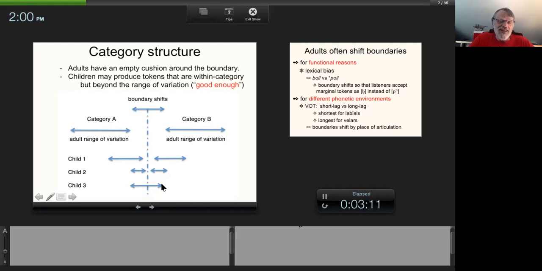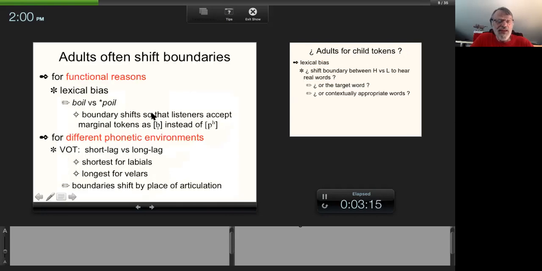Crucially, boundaries are not set once and for all. They can shift. They can shift for functional reasons. So for example, with a word like boil, there's no corresponding word with a P, which is poil. And if you have a token which is near the boundary on the P side, the boundary can shift to hear that as a B so that a real word is heard. In different phonetic environments, the boundaries can shift, or phrased another way, there are multiple boundaries.